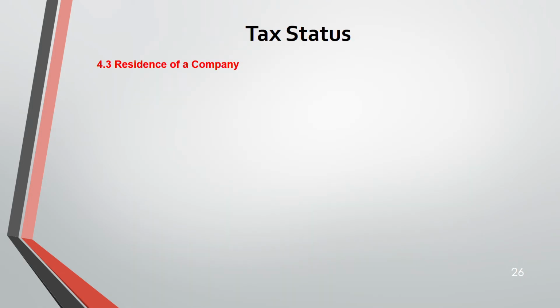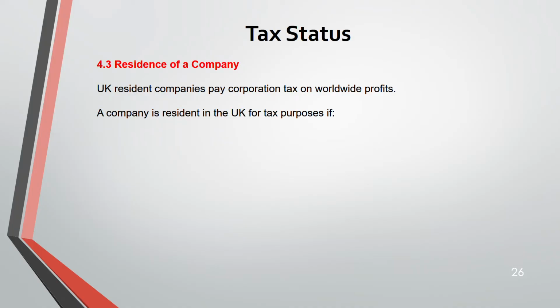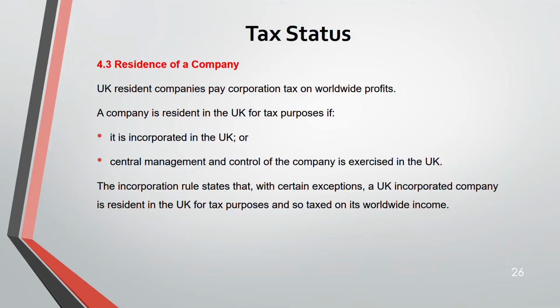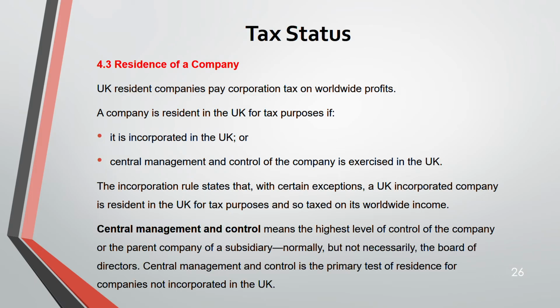Now, residence of a company. Now, from individual, we are moving to company. Here, UK resident companies are charged to corporation tax on worldwide profit. Okay. A company is resident in UK if it's incorporated in UK or it has central management and control of the company in UK. Very important, these 2 points. You need to memorize it. Okay. But here, certain exceptions are there. Okay. We'll see that.